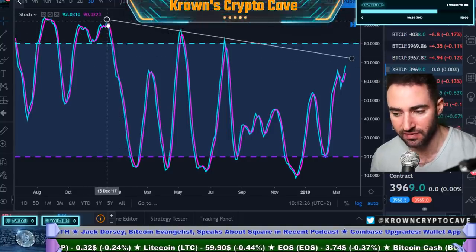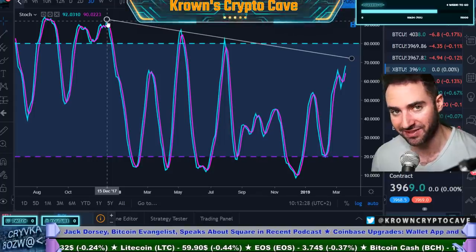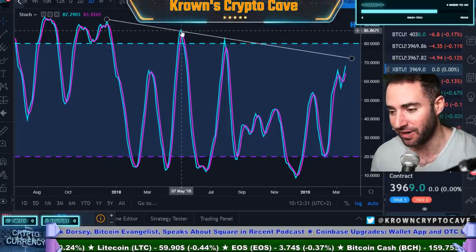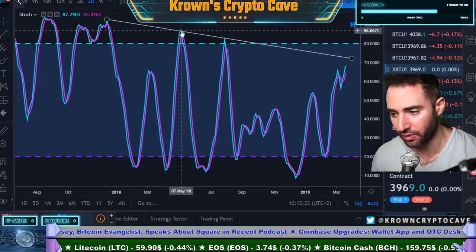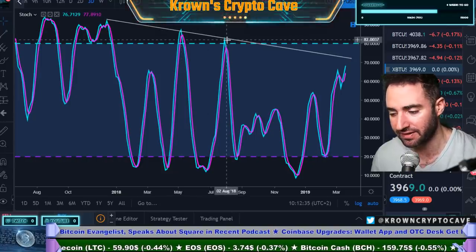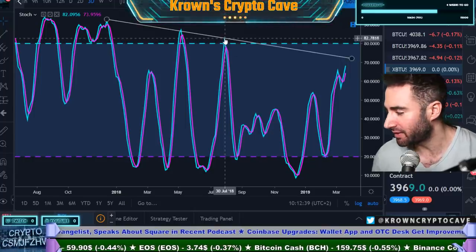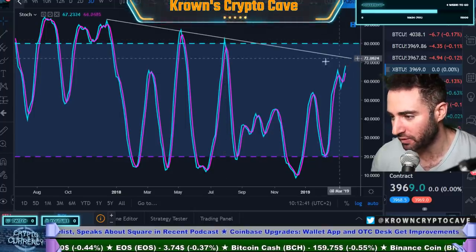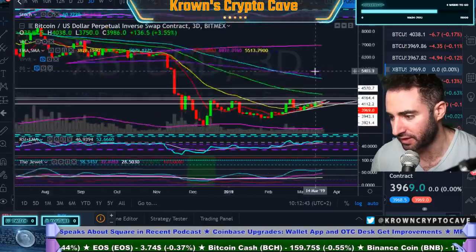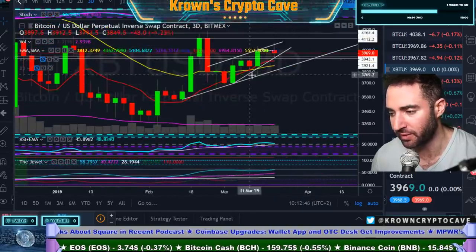This was your high on December 15th, 2017, like the run to 20,000. Then it grabbed this high right here in May at 10,000 before heading down to 6,000. It grabbed this high right here at 8,400 in August before going down to 6,000. And now we will likely rapidly approach it on the next tick, assuming that we hang around this area.